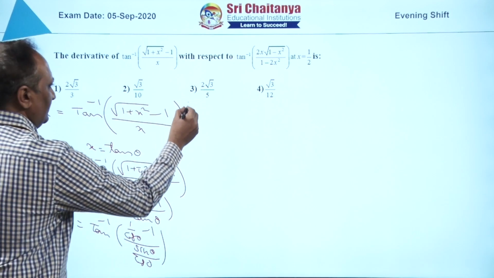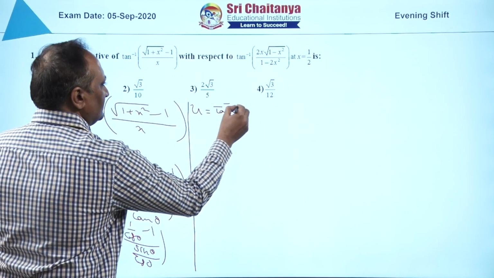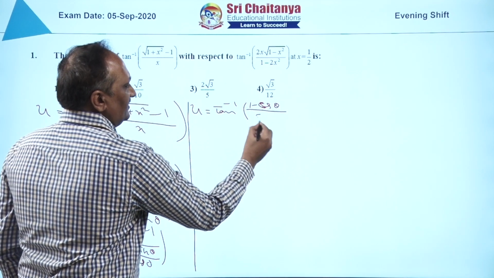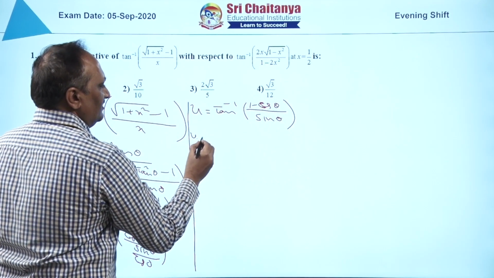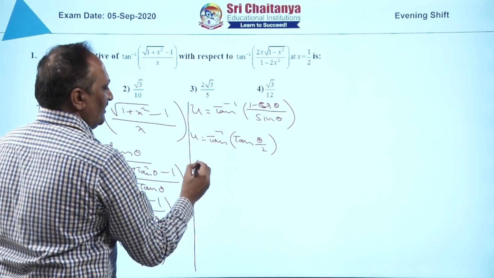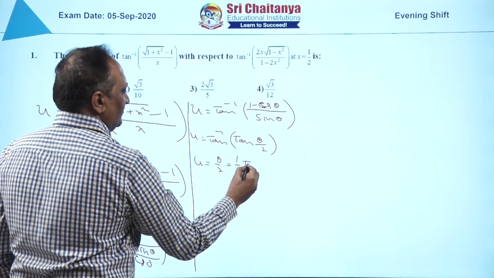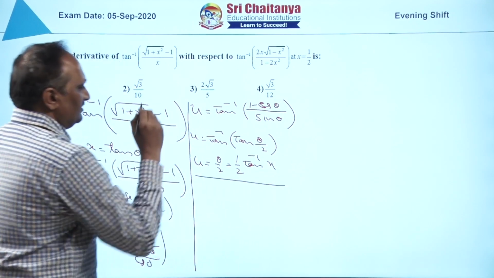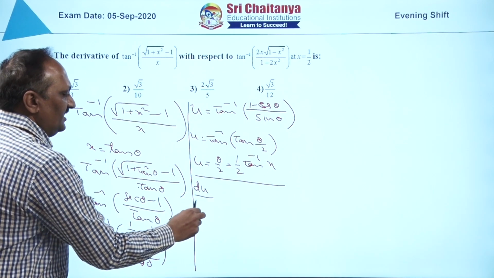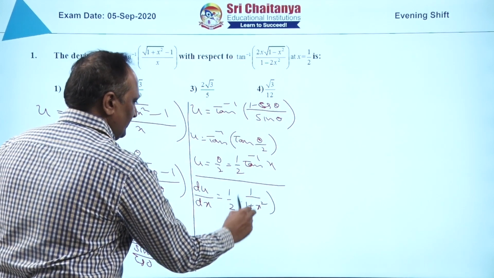After simplification, the value of u becomes tan inverse of (1 minus cos theta) by sin theta, and it is tan inverse of tan theta by 2. So, u is nothing but theta by 2, that is half tan inverse of x. U is nothing but half tan inverse of x. Du by dx we can calculate. Du by dx is nothing but 1 by 2 into 1 by 1 plus x square.